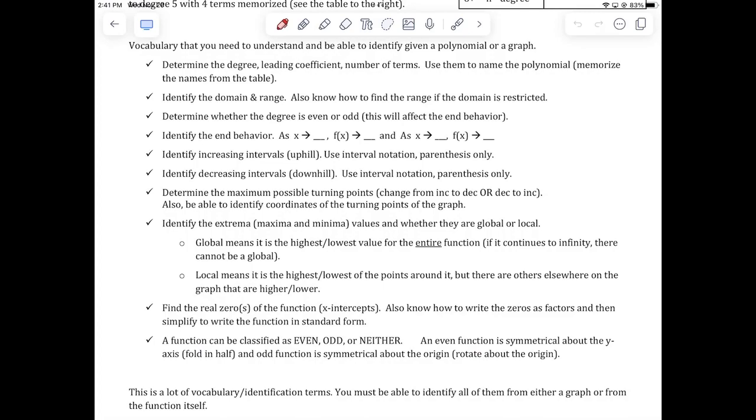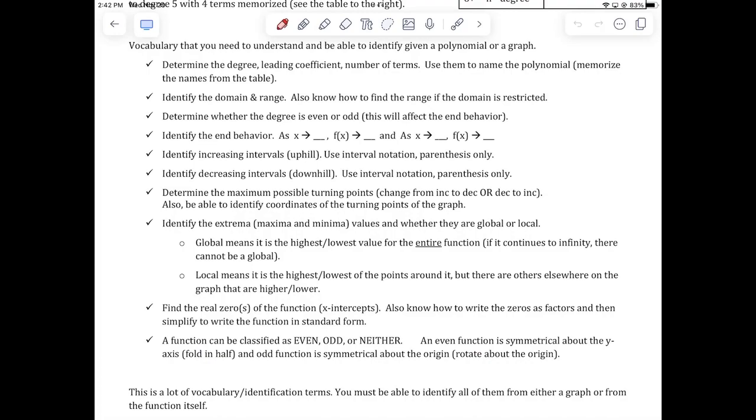All right, what we want to do is, whether we're staring at the equation or the graph, we want to be able to determine the degree of the polynomial. We also want to determine the leading coefficient. So what is the leading coefficient? Well, the leading term is the term that has the largest power of x. The leading coefficient then would be the number in front of the x in that term, okay? That's your leading coefficient.